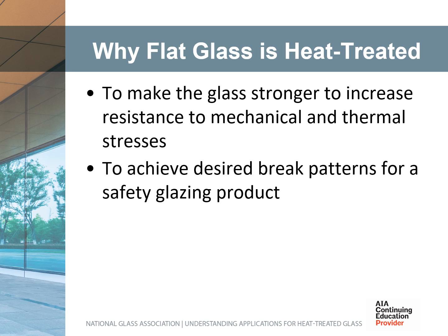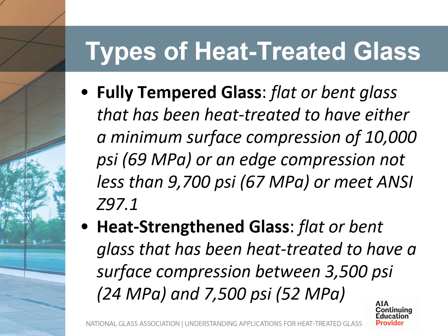The cooling process locks the surfaces of the glass in a state of high compression, and the central core in compensating tension. The two types of heat-treated glass include fully tempered glass and heat-strengthened glass. The primary difference comes with the resulting surface compression upon heat treatment. Fully tempered glass must achieve one of three stipulations: have a minimum surface compression of 10,000 psi, or an edge compression not less than 9,700 psi, or meet the requirements outlined in the Voluntary Safety Standard ANSI Z97.1.